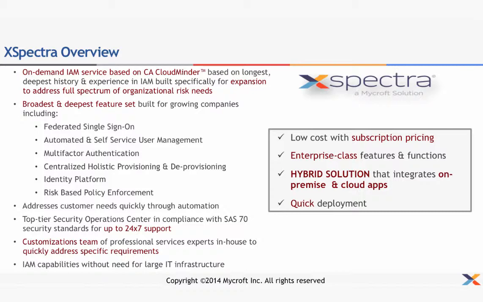This is cloud-based, hosted by Mycroft, and so that headache is off the shoulders of many organizations going with a solution such as XSpectra. So in summary, again, XSpectra is hosted in the cloud, low cost with a subscription pricing model, with enterprise-class features and functions, a hybrid solution that integrates on-premise and in-cloud applications, and quick deployment. This being a multi-tenant cloud solution, it can be deployed very quickly per tenant per organization. So we can bring this up in as little as a couple of days to a week, and allow organizations to begin deploying out to their respective systems.